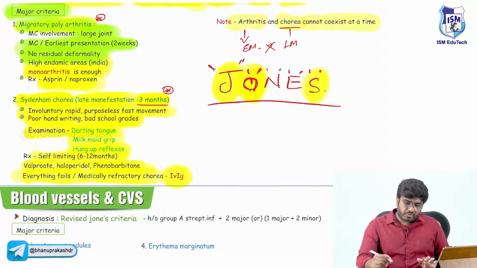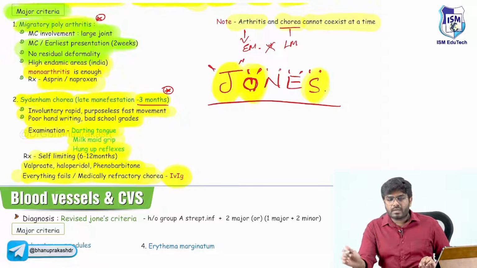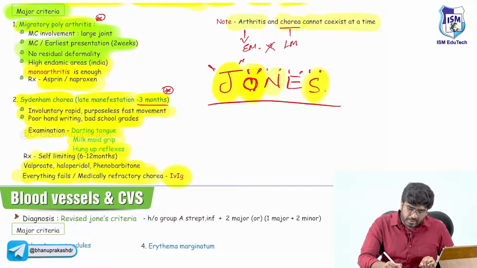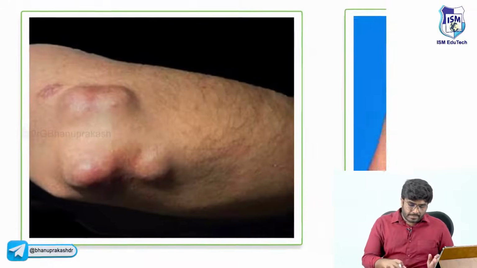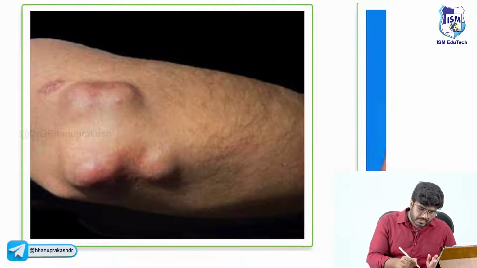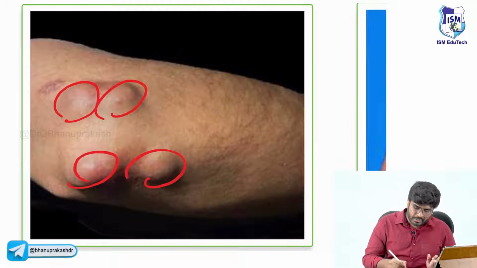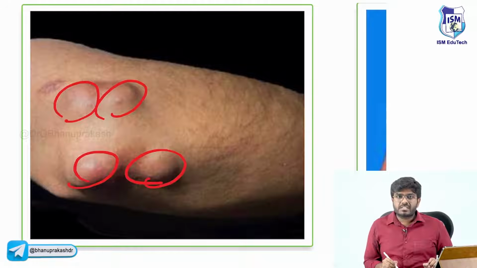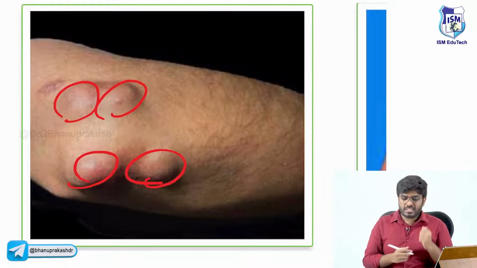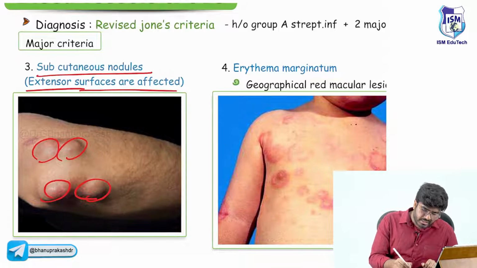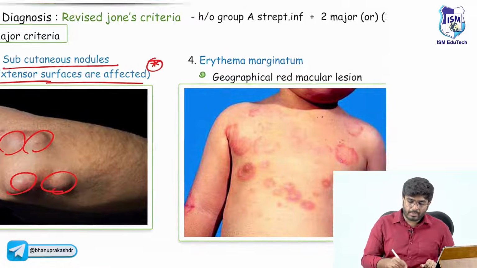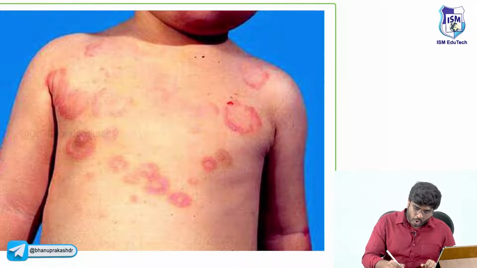Okay, so J, O and S are completed. Now what are we left with? Subcutaneous nodules and erythema marginatum, in one single slide. You can have development of subcutaneous nodules, especially in the extensor region. Okay, especially in the extensor sites it is going to be seen. So subcutaneous nodules are seen on extensor surfaces.